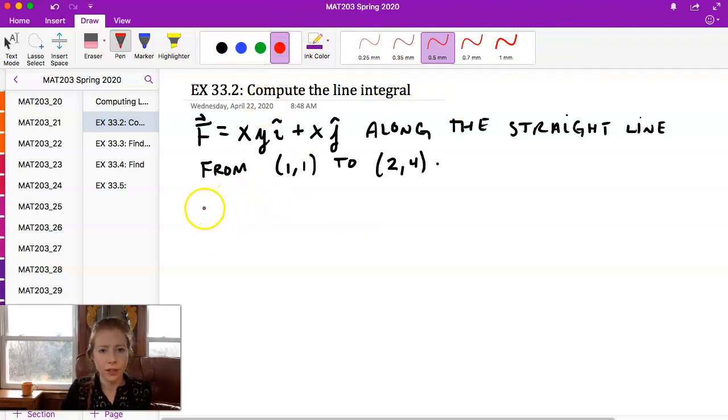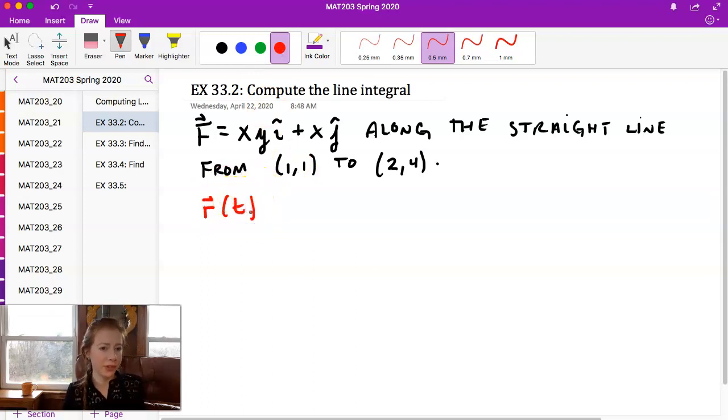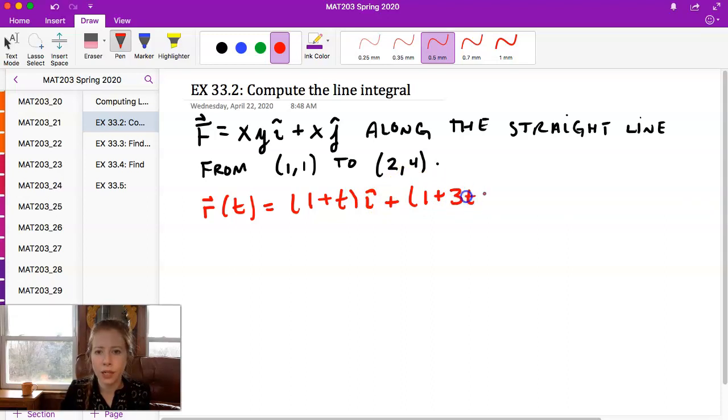So our position vector, r of t, there are several different parameterizations you can come up with. This isn't the only answer. So one such would be 1 plus t i hat plus 1 plus 3t j hat for 0 is less than or equal to t is less than or equal to 1.